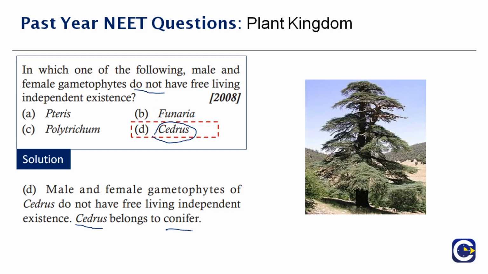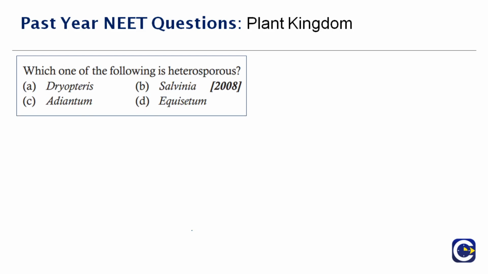Option D is the answer for this question. Now let's move to the next question. Which one of the following is heterosporous? This question was asked in the year 2008. So you should know what heterosporous is, right? Heterosporous is the production of spores of two different sizes and sexes by the sporophytes of the land plants. One will be micro and one will be macro. So that is what we mean by the two different sizes here.